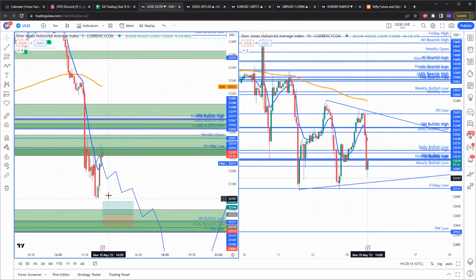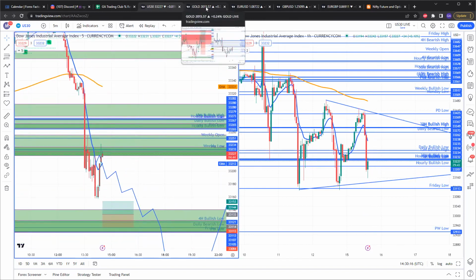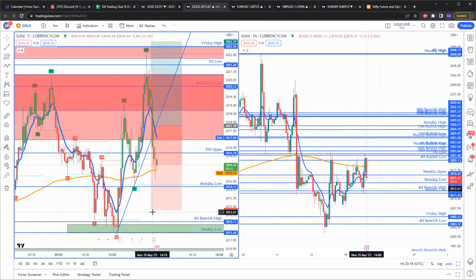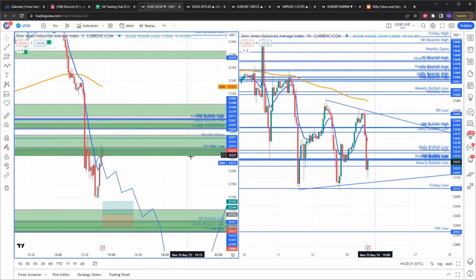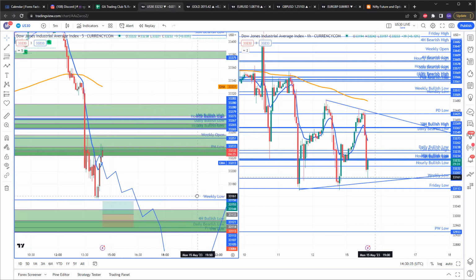What is your stop loss on gold? 50 pips. So my stop loss on gold is 2012.78, around the 2012.78 area. Yeah, so gold US. Thank you. So I'll adjust this weekly low right here.